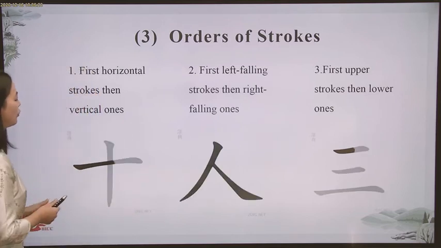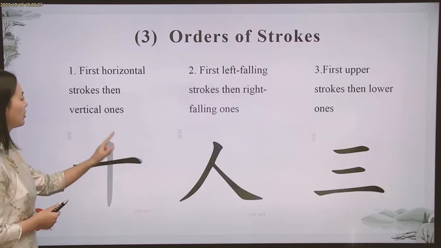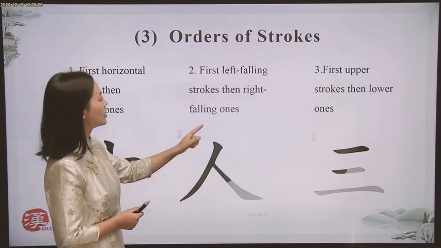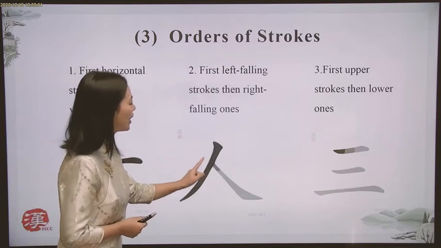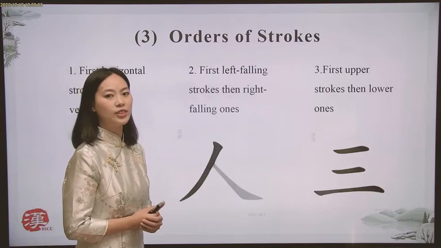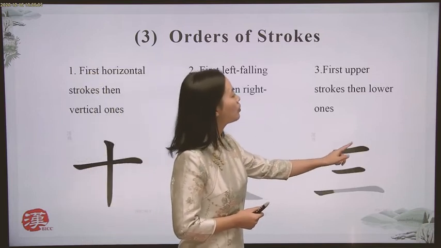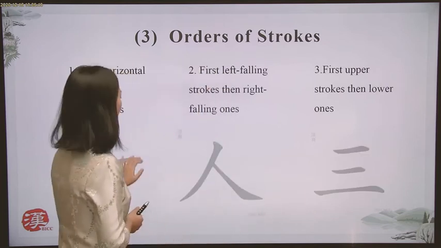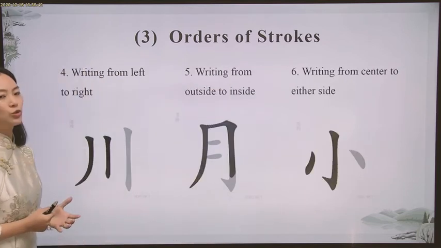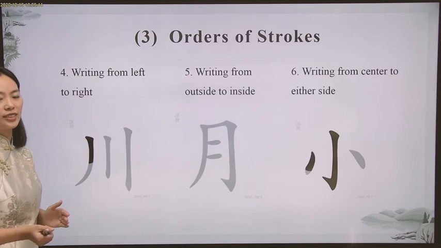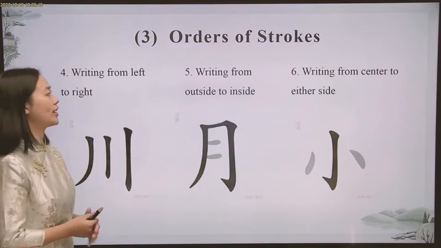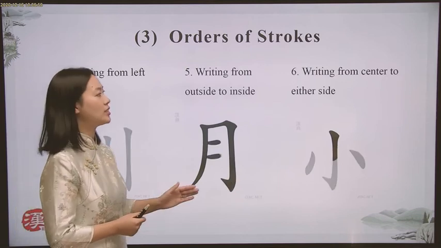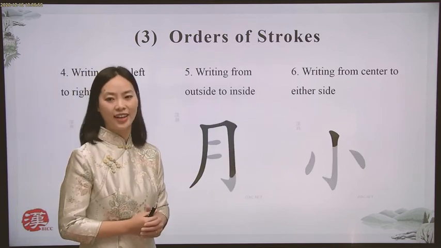1. First horizontal strokes, then vertical ones. 2. First left falling strokes, then right falling strokes. 3. First upper strokes, then lower ones. The fourth is writing from left to right. The fifth is writing from outside to inside. The sixth is writing from center to either side.